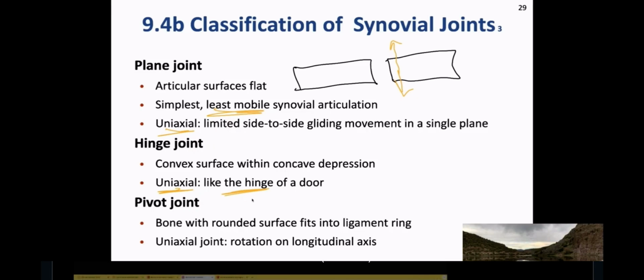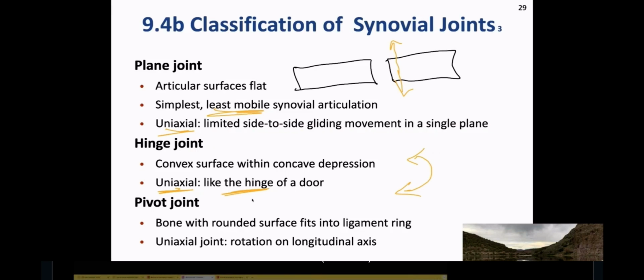The other type would be like a hinge. A hinge is also uniaxial. If you think about it, a door can just swing open or swing closed if it stays on the hinges, right? It can't twist or rotate. All it can do is move in one line, in one plane. But it can move a little further than a plane joint.